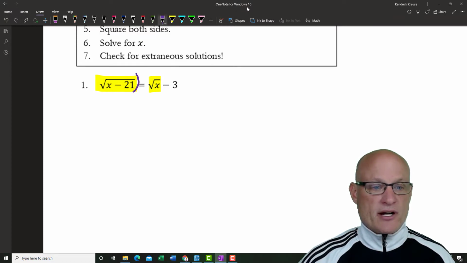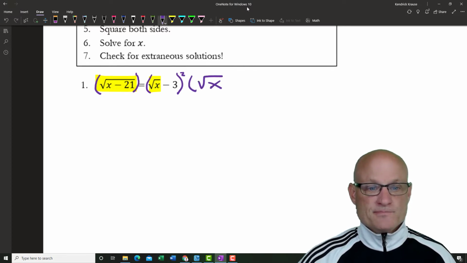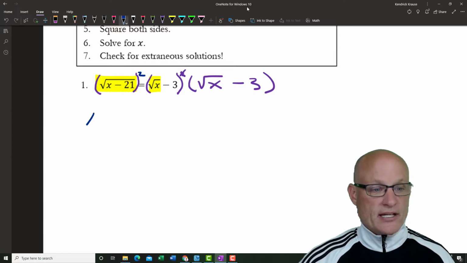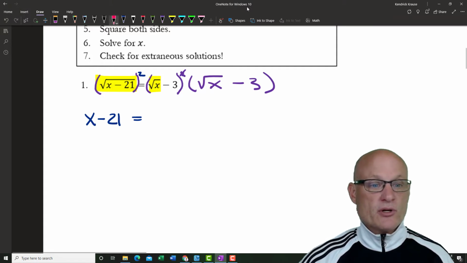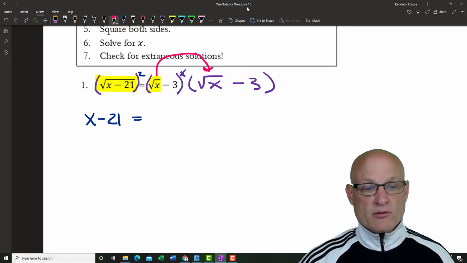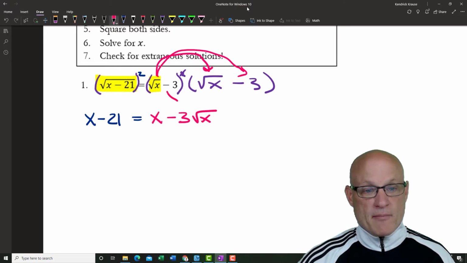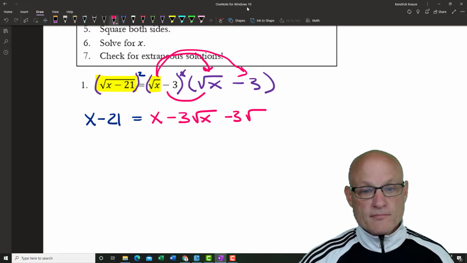Then what we're going to do is square it. Now here's where it gets a little funky. We're going to square this, we're going to square this. Squaring this just means you're going to write it twice. This first one's not too bad. When we square the left side, the square and the square root cancel, and I end up with just x minus 21 equals. Now this one we have to do some double distributing. Square root of x times square root of x is just x. Square root of x times minus 3 is minus 3 square roots of x. I'm going to go slow. And then minus 3 square roots of x, and then plus 9.